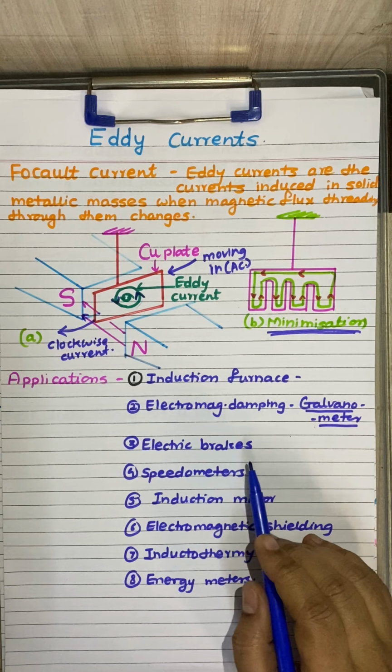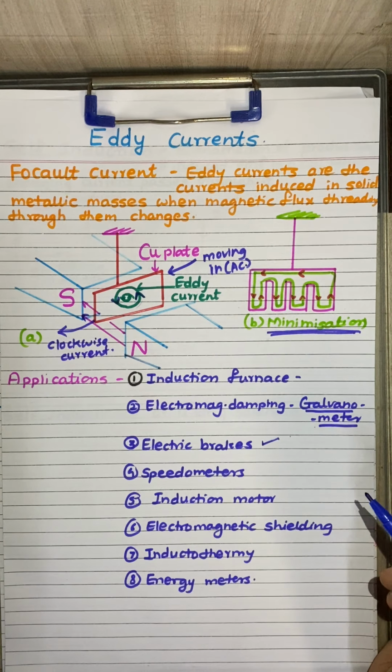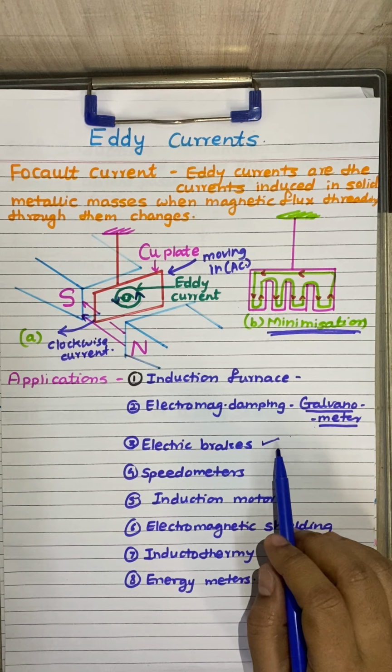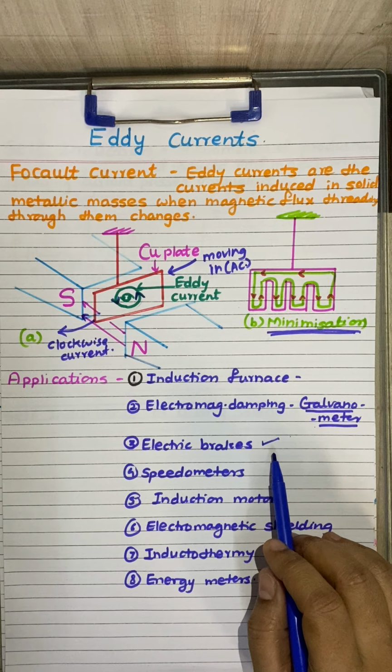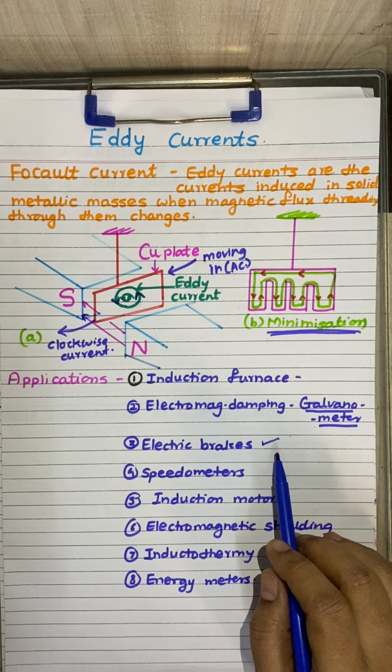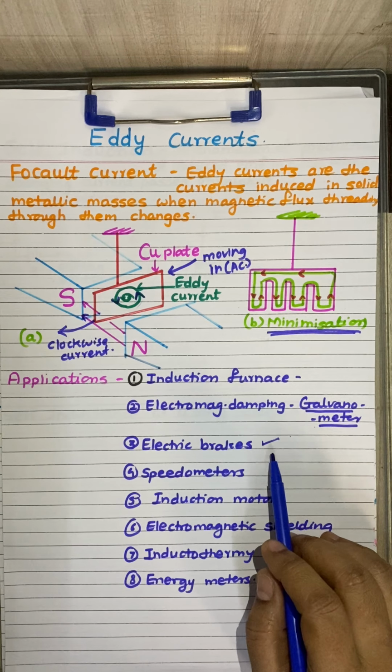Now the third one is called electric brakes. A strong magnetic field is applied to the rotating drum attached to the wheel. Eddy currents set up in the drum exert a torque on the drum so as to stop the train.